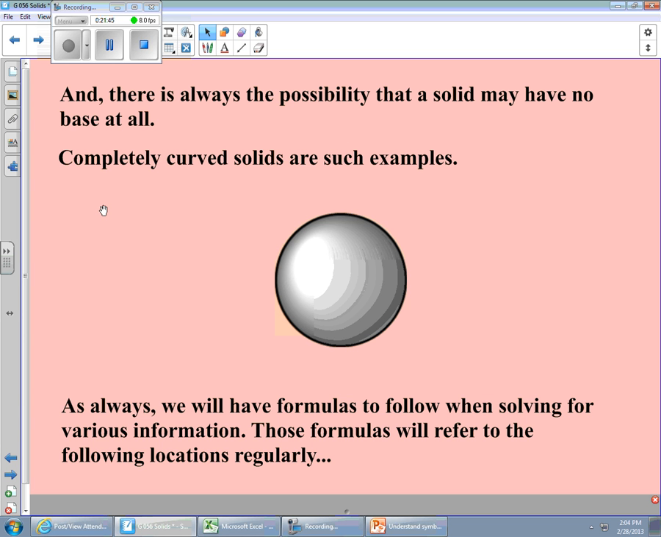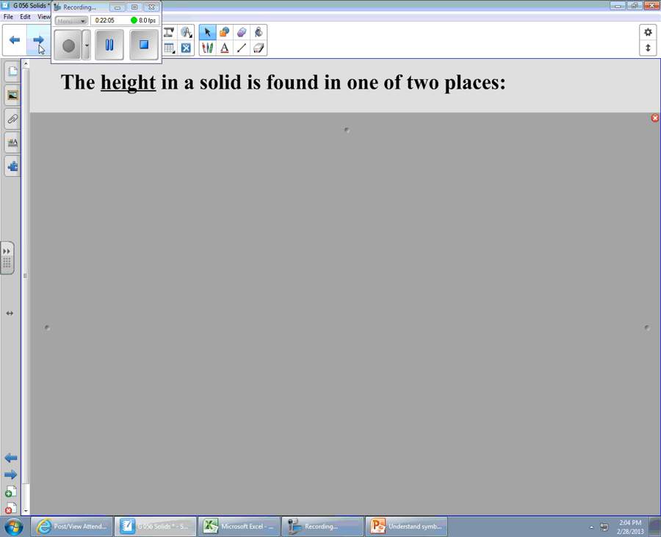Okay, but anyway, those formulas that we're going to be working with on surface area and volume, they are going to refer to a couple of pieces of information very frequently. So let's take a look at a couple of these. One of them I think you'll be very familiar with, one of them maybe not so much. Okay, height. Here's a word that we are very familiar with at this point. We've been working with height for the last couple of units.